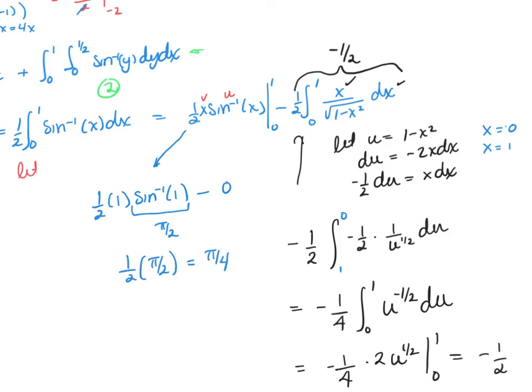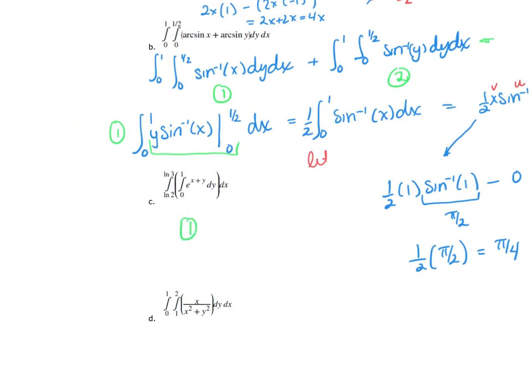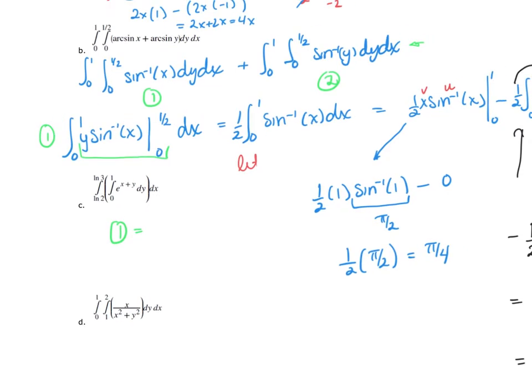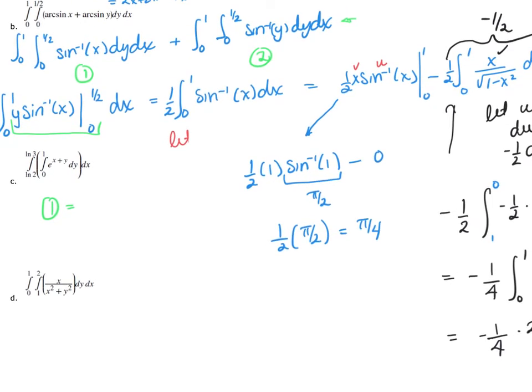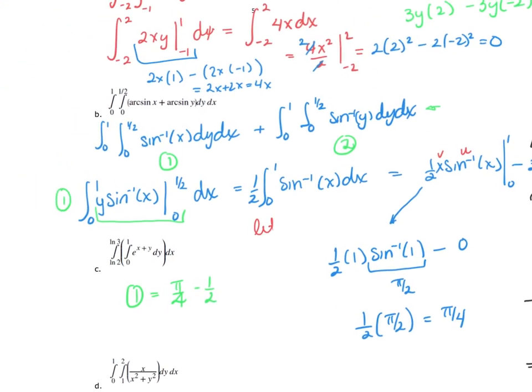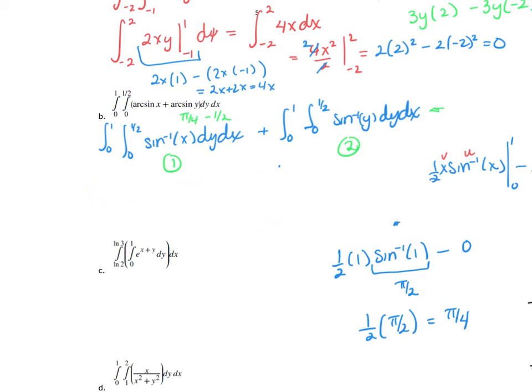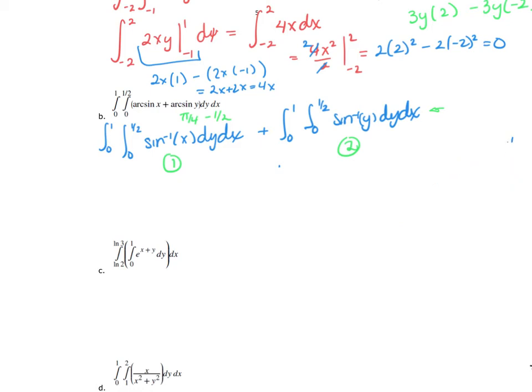So all of this work to tell me that number 1, just that part of the integration, is going to be equal to pi over 4 and then minus 1/2. So where I am is that this is equal to pi over 4 minus 1/2. That part is. Now I'm going to go through the same process, but with the x's and y's switched around.